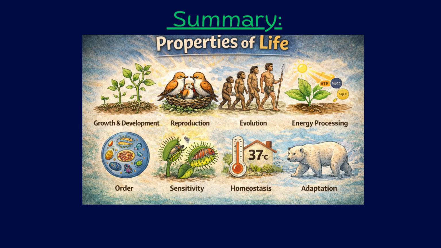Now that we've explored all the properties of life, let's quickly recap. Living things grow and develop, reproduce to pass on their genes, and evolve over generations. They process energy to power their activities, maintain order from molecules to whole organisms, and show sensitivity by responding to their environment. They keep a stable internal environment through homeostasis, and over time they adapt to survive in changing conditions. These properties work together to make life unique, complex, and fascinating.